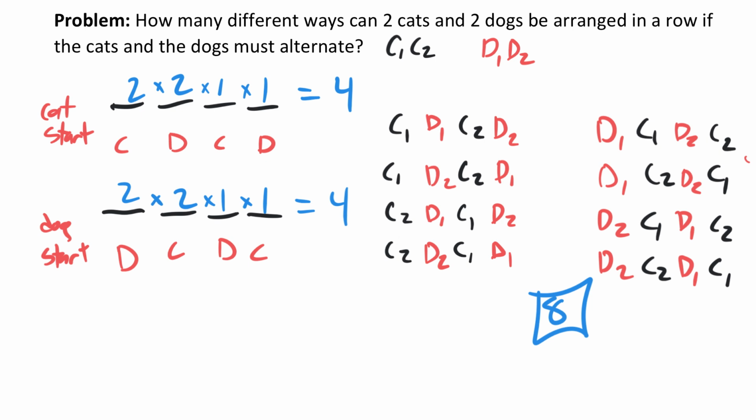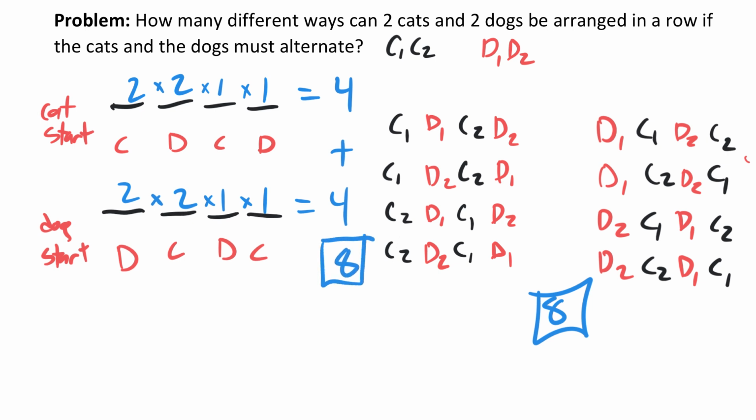And so when you have two cases, two different sets of blanks, you don't actually multiply these numbers because 4 times 4 would give you 16. And there's no way the answer is 16. We know the answer is 8. When you have two cases, what you actually have to do with the numbers is you have to add them. 4 plus 4, which gives us a total of 8.